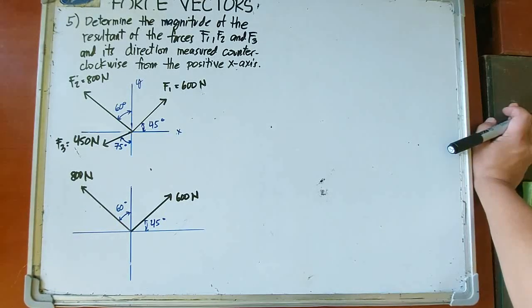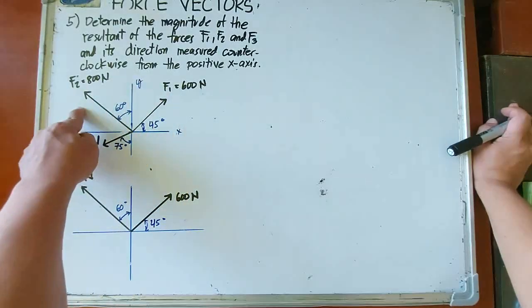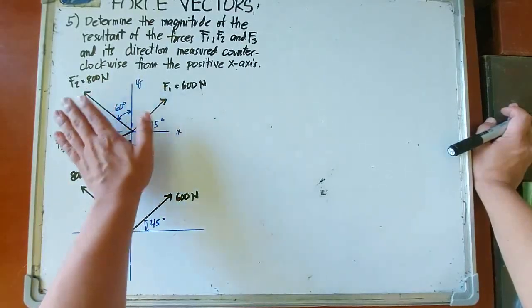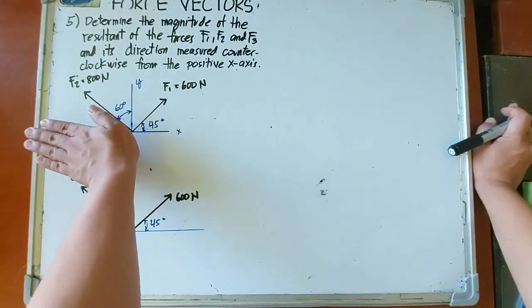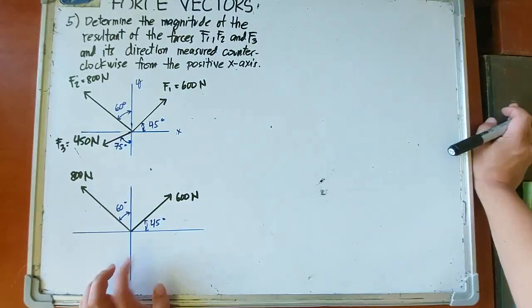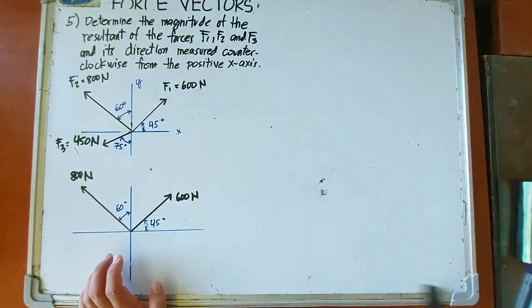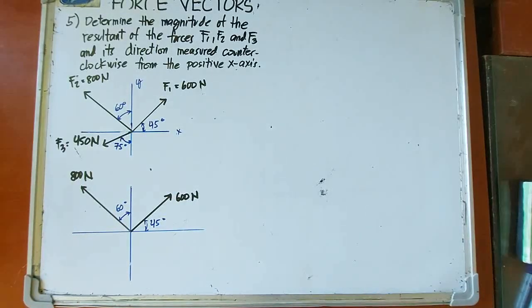So first we need to solve for the resultant of F1 and F2. So ito yung i-isolate muna natin yung F1 and F2, itanggalin muna natin yung F3. So ito na yan. Okay, so kunin natin yung resultant ng F1 and F2 using parallelogram method. Okay, so again, how do you apply the parallelogram method? So you draw parallel lines.